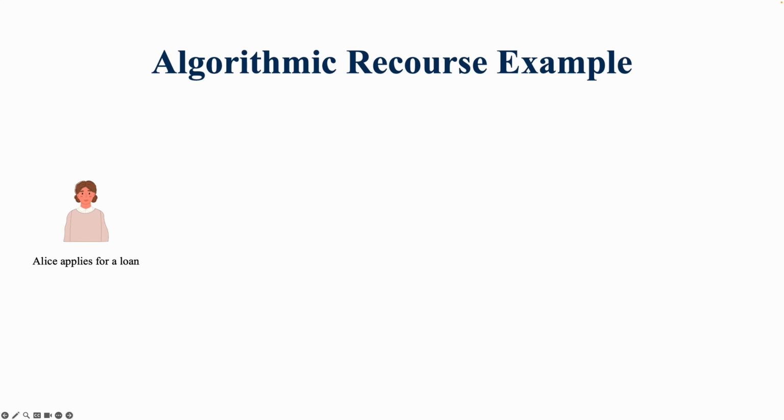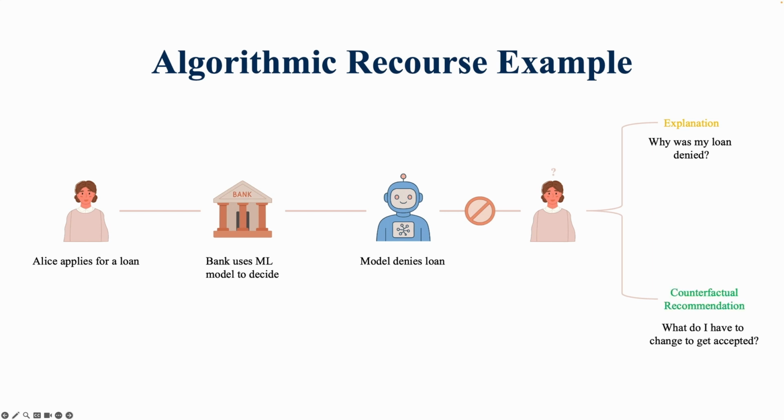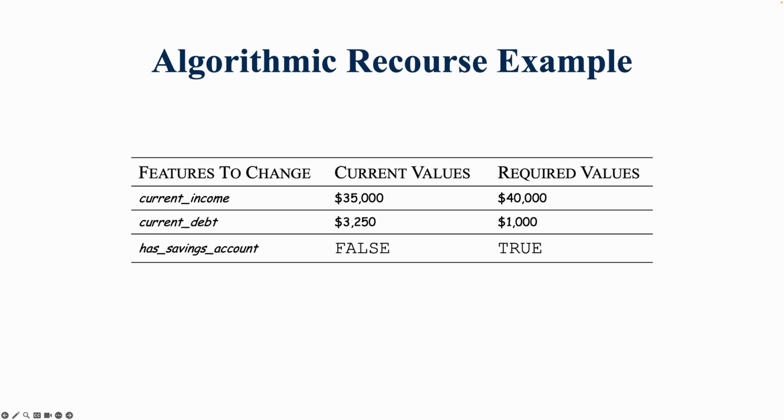The bank uses a black box machine learning model to decide whether to approve or deny the loan. In our case, the model unfortunately denies Alice her loan. So it would be helpful to Alice to not only receive an explanation for this decision, but also to get a counterfactual suggestion showing what she could do to increase her chances of approval next time. Here is an example of a counterfactual recommendation that offers Alice 3 possible changes she could make. She needs to increase her income, decrease her debt, and open a savings account.